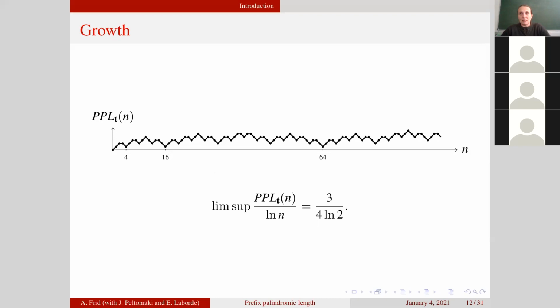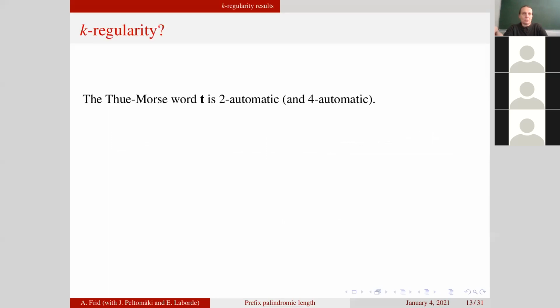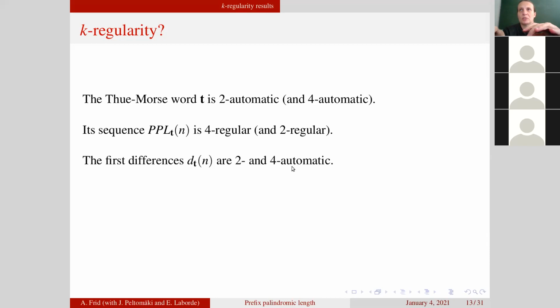In particular, the obvious question was: the Thue-Morse word is 2-automatic and 4-automatic, and it is the same. What can we say that is nice about all automatic words and their prefix palindromic lengths? We got that the prefix palindromic length here is 2-regular and 4-regular. And its first differences are automatic. They are just a fixed point of some morphism of length 4. So the idea was: can we generalize this nice result? Can we do everything for any other k-automatic word?